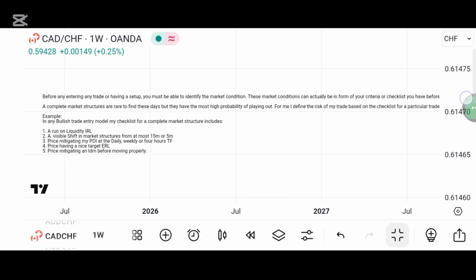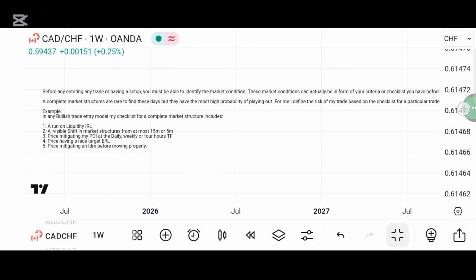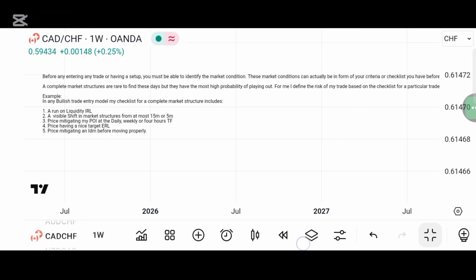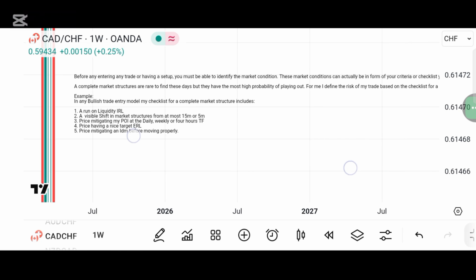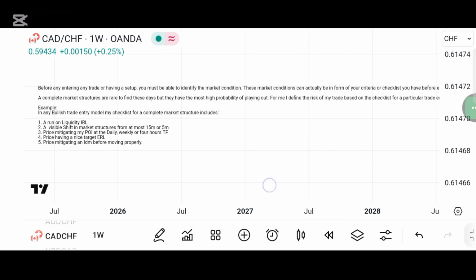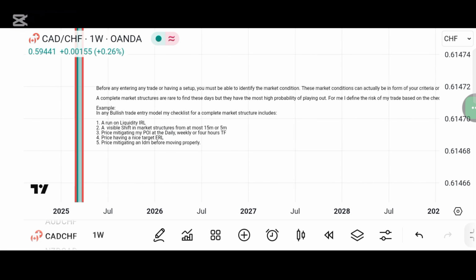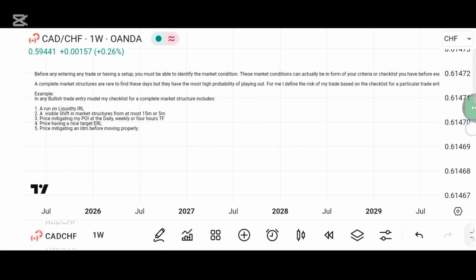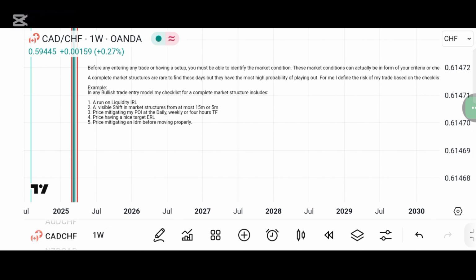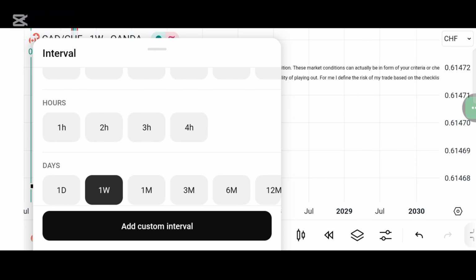So let's quickly talk about not just the bullish and the bearish. I can also show you examples of a consolidating market. These are the three major types of trend in the market. You need to know how to identify a complete market structure before entering any of those markets. But the most traded markets are the bullish and the bearish market. So let me increase this to 1 month.